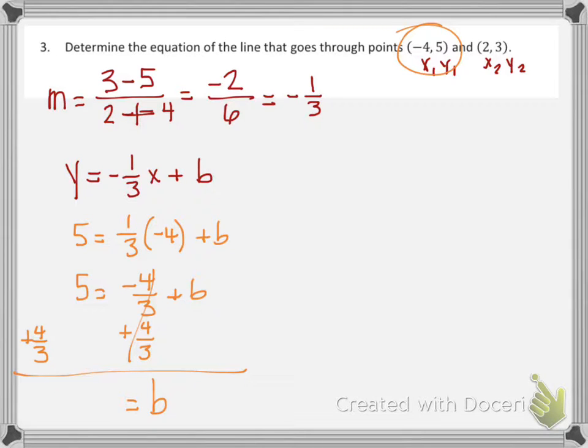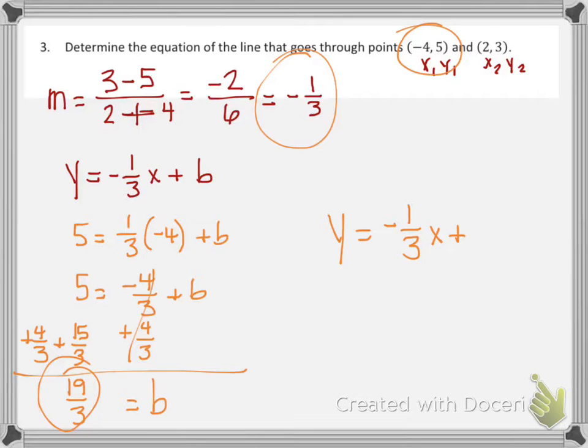Well, I'm going to change this 5 into thirds. That means I have to multiply by 3/3. That gives me 15/3. So 15/3 and 4/3 is 19/3. That's my y-intercept. And now I can write the equation y equals the slope -1/3, that's from here, times x plus the y-intercept is 19/3. And that's the equation for that line.